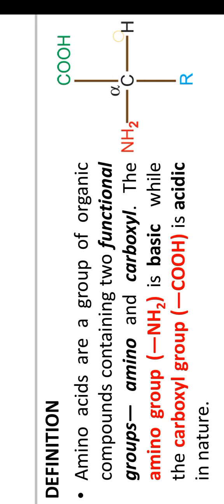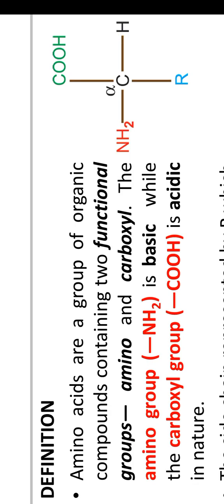Next, we see the definition of amino acid. Amino acids are a group of organic compounds containing two functional groups, amino and carboxyl. The amino group is basic while the carboxyl group is acidic in nature. In this picture, see the amino acid. The amino group means one nitrogen atom and two hydrogen atoms. Next, the carboxyl group has one carbon atom, two oxygen atoms, and a hydrogen atom.